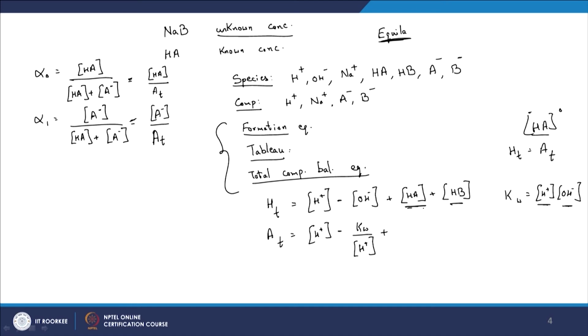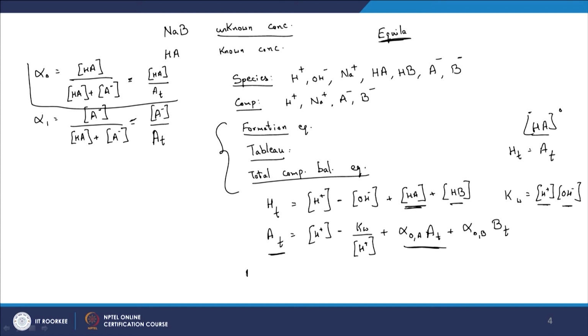So HA, obviously, how can I express this? If I look at this particular equation, it is going to be equal to alpha naught of A into A total, plus HB again, alpha naught of B into B total. This is one equation we have here. So I am going to take this particular term out onto the left hand side.